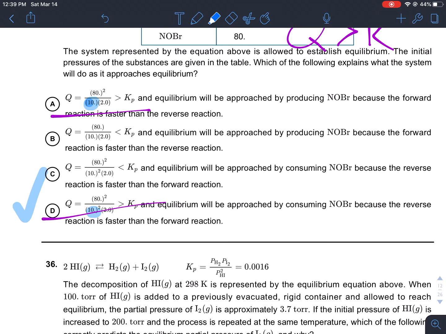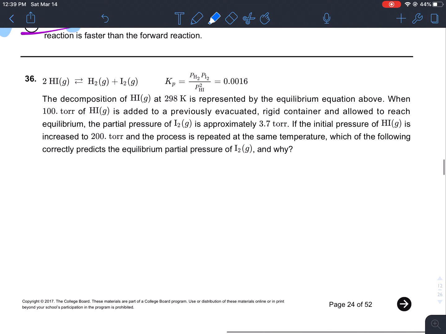All right, let's take a look at number 36. The decomposition of HI at 298 Kelvin is represented by the equilibrium equation above. When 100 torr of HI is added to a previously evacuated rigid container and allowed to reach equilibrium, the partial pressure of I2 is approximately 3.7 torr. If the initial pressure of HI is increased to 200, the process is repeated at the same temperature. Which of the following correctly predicts the equilibrium partial pressure?